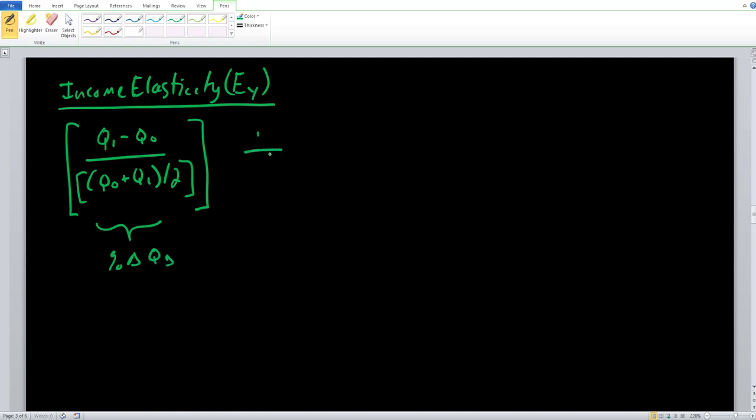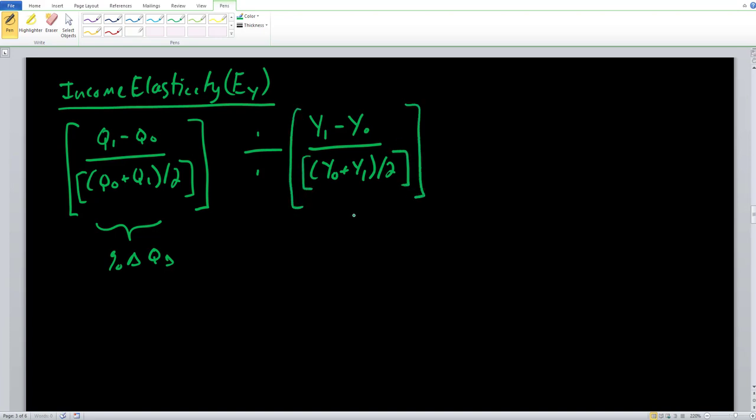And then in the denominator, we have our new variable, which is going to be income. So how much are we changing your income by? We have Y1 minus Y0 divided by Y0 plus Y1 divided by 2. So once again, income is going to be denoted with a shorthand Y right here. And this is going to give us the denominator, which is the percentage change in income. So basically right here, once again, we have an initial income, we have initial quantity demanded, and then we have a final income and a final quantity demanded.